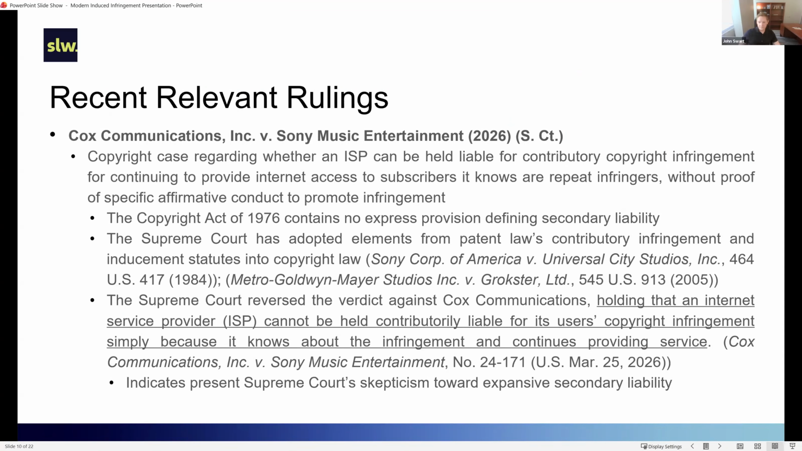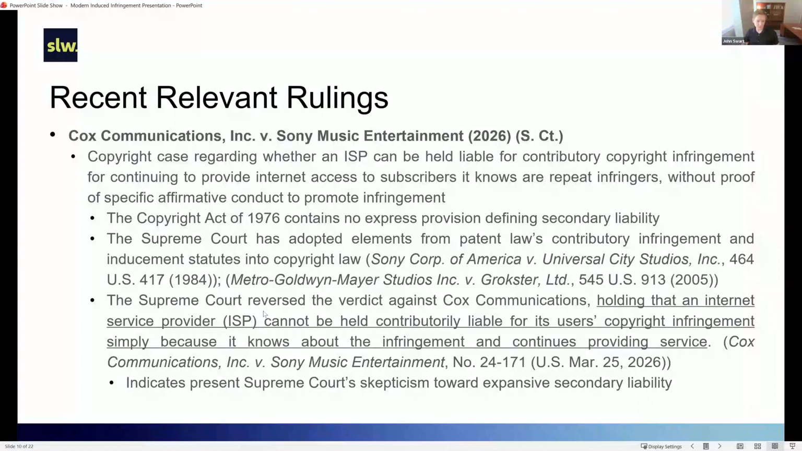Yeah, and this is just restating that basically there's a few cases where we've compared patent law's contributory infringement and inducement statutes to copyright law and discussed them as if they were sort of parallel. If nothing else, though, this case and this outcome might provide a bit of insight as to where the courts are leaning, where the Supreme Court is leaning right now in terms of expanding these doctrines of contributory infringement and inducement.